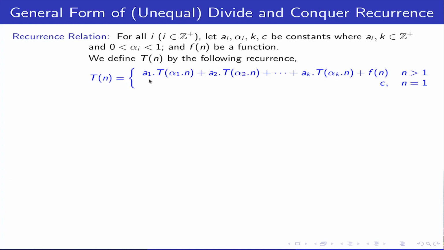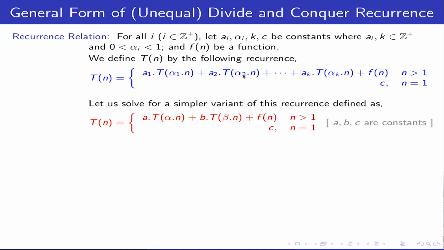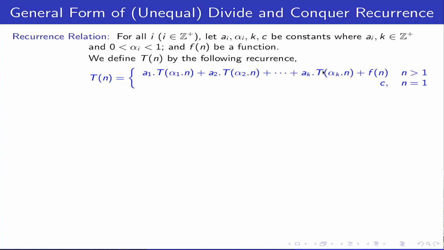So the generic form of recurrence will say a1 instances of T of alpha 1 n size, a2 instances of alpha 2 n size, you are calling it recursively. And finally this. So this is a recurrence that we get for unequal sized, your split size is unequal, and finally you then decompose and combine using f(n) to get the answer.